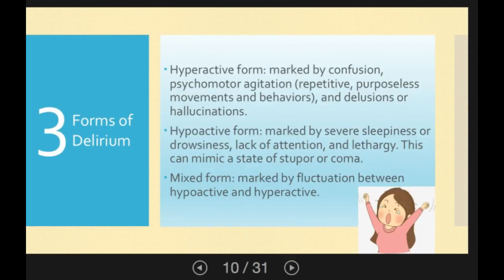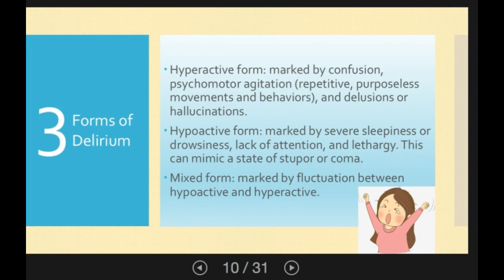So there are 3 different forms of delirium. And the 3 different forms, with all their variation in clinical presentations, makes it easy for a misdiagnosis when it comes to delirium. The most recognized form of delirium is hyperactive. However, it only represents 25% of the cases.